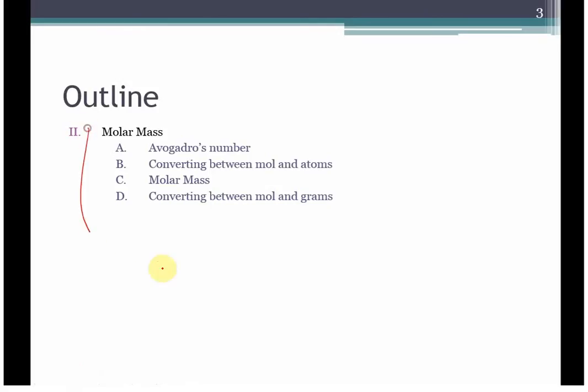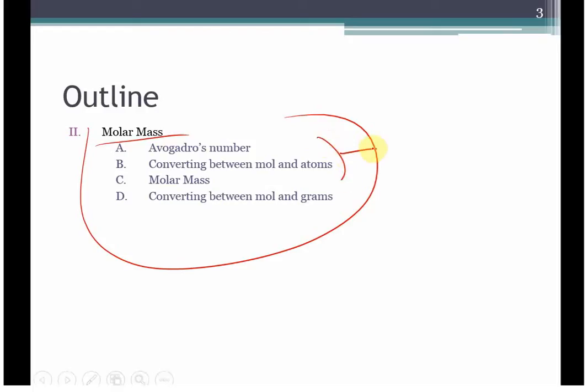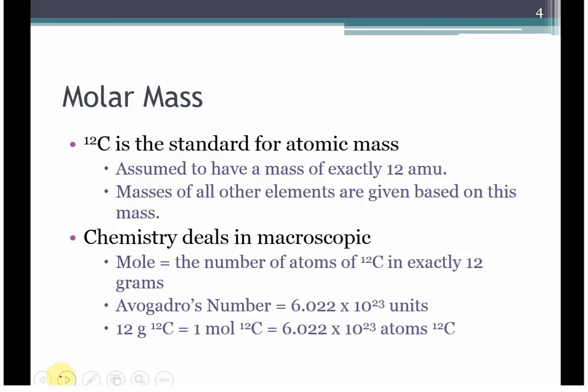So here's what our outline for this unit looks like. We're going to start with Avogadro's number and look at how to convert between moles and the number of atoms. And then we're going to look at molar mass and convert between moles and grams.